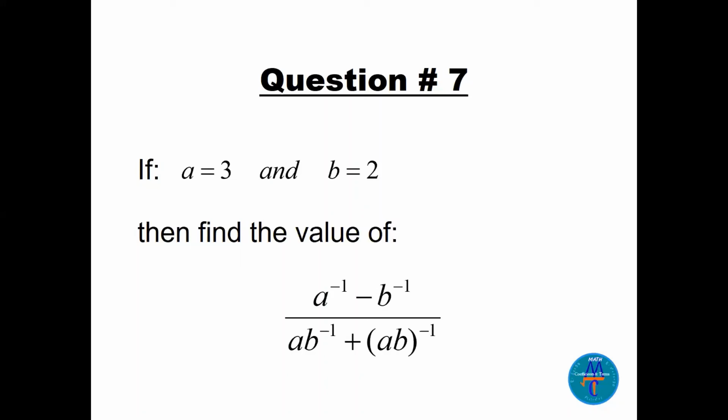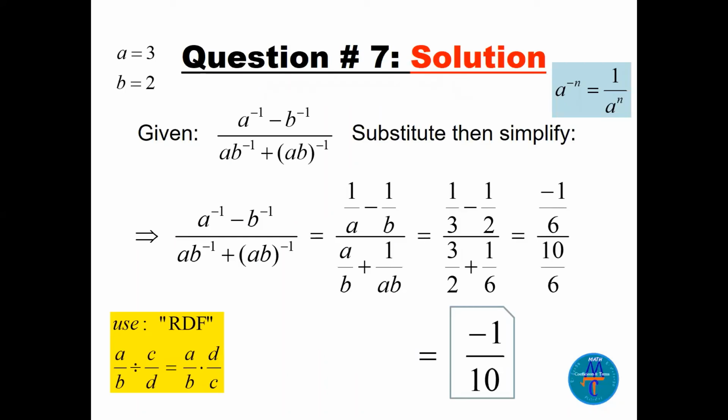One slide. Minus 1 over 10 is the final answer. Okay, so a to the power minus 1 is 1 over a, remember that, minus b to the power minus 1, 1 over b. And here there is a little trick. In ab to the power minus 1, the power minus 1 is only on the b, so 1 over b times the a, so a over b. But this one, in the whole bracket, the base is ab, so 1 over ab.